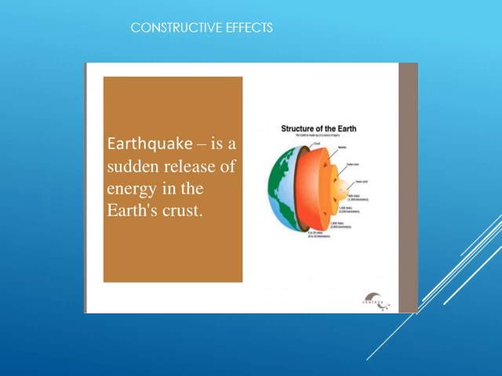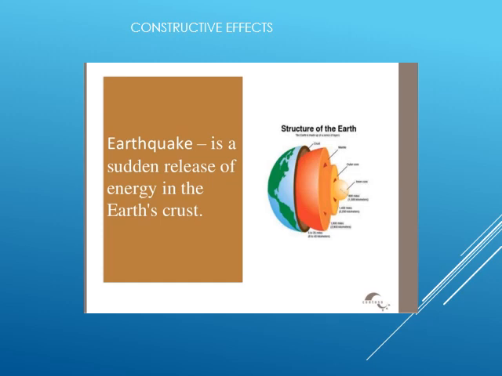The effects of earthquakes can be divided into two broad categories, the constructive effects and the destructive effects. Now, from the Earth's point of view, the earthquakes are constructive because they are a part of the endogenic forces which release the tremendous amount of energy which is stored up in the interior of the Earth. So, both volcanic eruptions and the earthquakes are regarded as good from the point of view of Earth because they release the immense amount of energy which is stored in the interior of the Earth, and thus they help to keep the Earth in good shape.